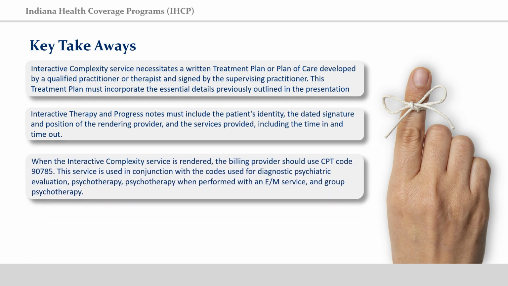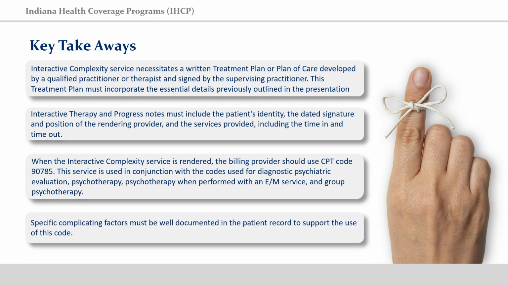When providing the interactive complexity service, the billing provider should use CPT code 90785. This code is used alongside those for diagnostic psychiatric evaluation, psychotherapy, psychotherapy performed with an E&M service, and group psychotherapy. Specific complicating factors must be thoroughly documented in the patient record to justify the use of this code.